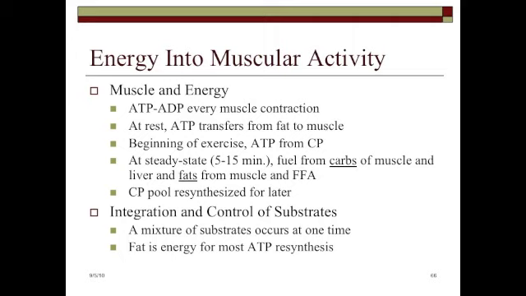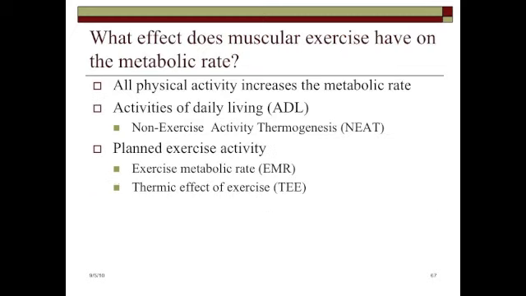A mixture of substrates, the use of CP, carbs, or fats, occurs at any one time, and there's no switching at depletion if you run out of one. Muscles will not switch fuel to one that runs out, and running out of glycogen will not lead to a total fat use mode. Fat is energy for most ATP resynthesis because it's so abundant in the body.